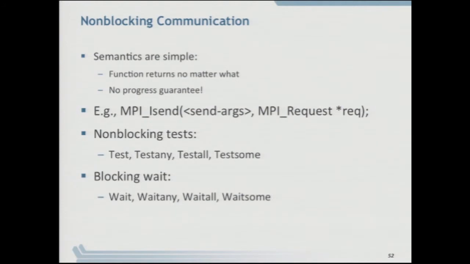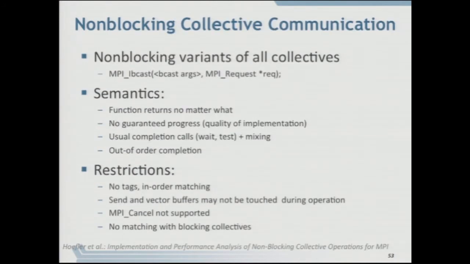This will just wait for any one to complete. This will not wait, it will just test whether all of them have completed, and this is for some of them. And similarly, this is the blocking wait. If you do not want to return from the function until the operation is completed, you call the blocking wait operations. So the same thing is used for the non-blocking collectives.